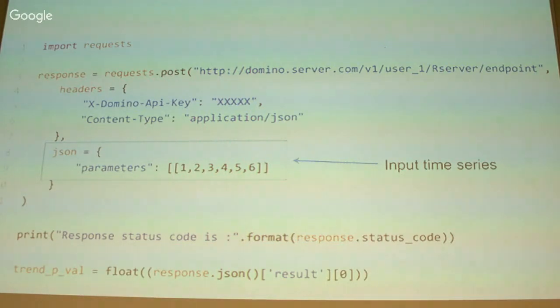I was using requests here. There's probably a custom Python client for Domino, but we could just use curl, for example. And what we're passing here as parameters in JSON is a very simple time series. And the response is the trend p-value of that segment, of that batch that we are analyzing.